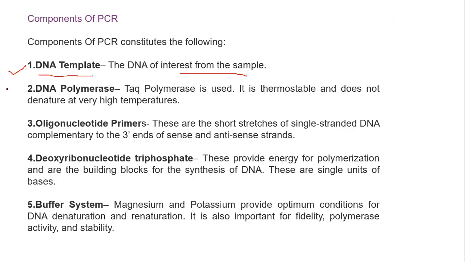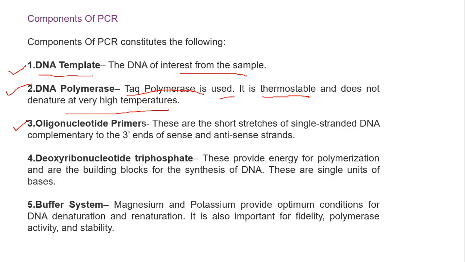Now second is DNA polymerase. It is the enzyme name. Taq polymerase is used. Okay, it's an enzyme family name. Taq polymerase is thermostable and does not denature at a very high temperature. Thermostable means it resists temperature. It's suitable in this technique because we have to increase the temperature at certain times. We have to go through 3 slots where the temperature increases, then cools down, then increases again. That's why we use only this DNA polymerase.